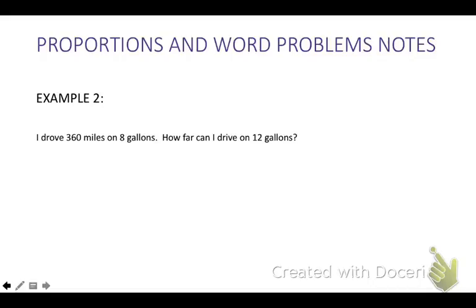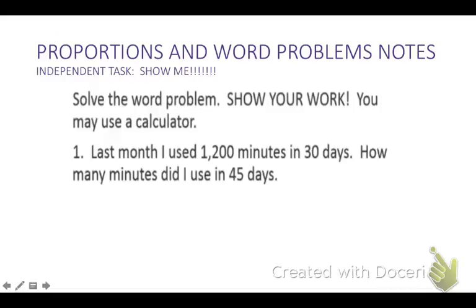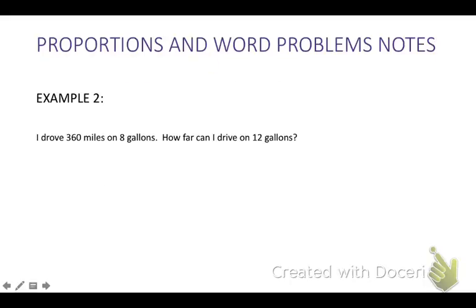Well, let's see. So let's rewrite that. So we're going to compare 360, excuse me, kids. I do that sometimes. I forget to turn on my pen. So we're comparing 360 miles to 8 gallons. So I want to write that 360 over 8.